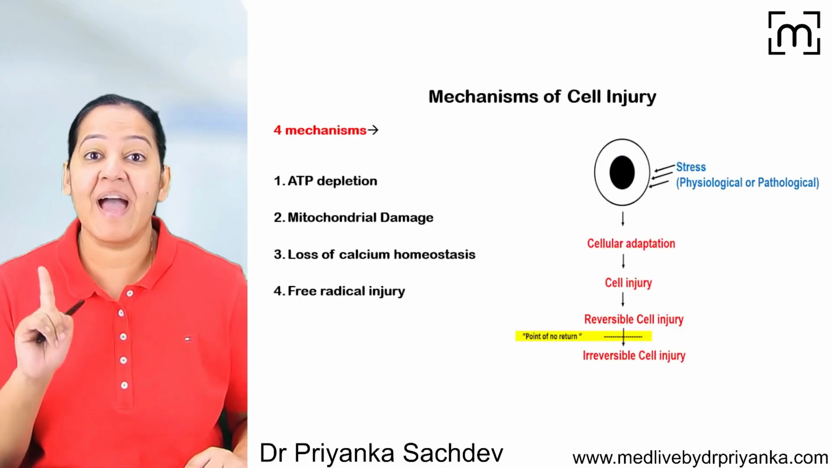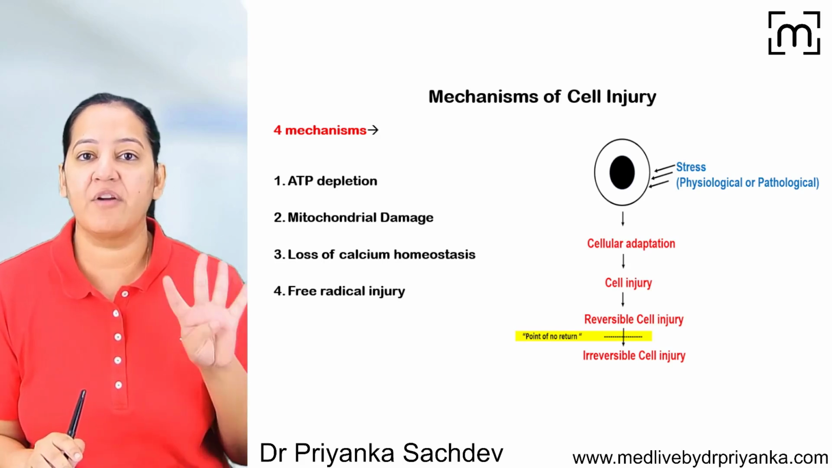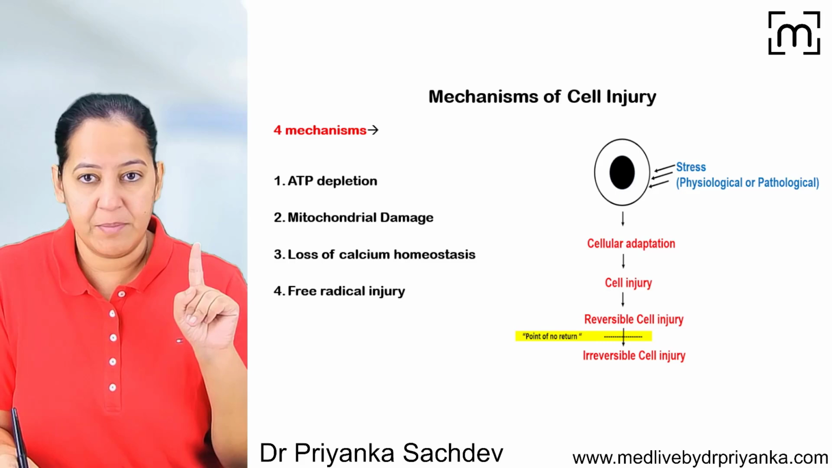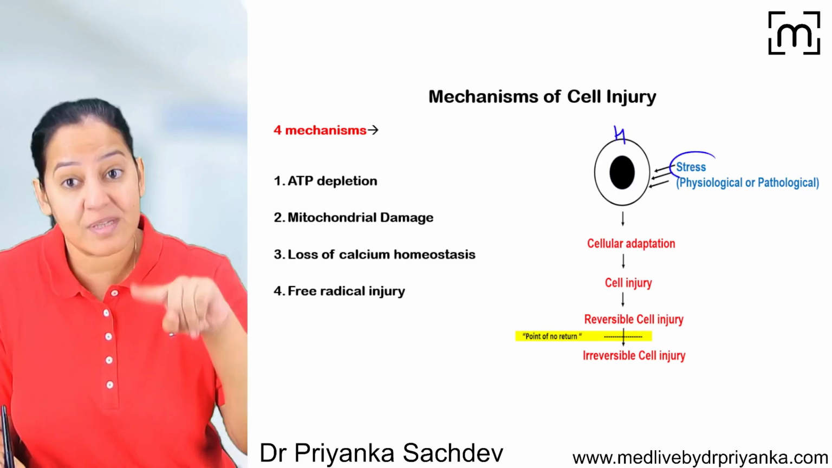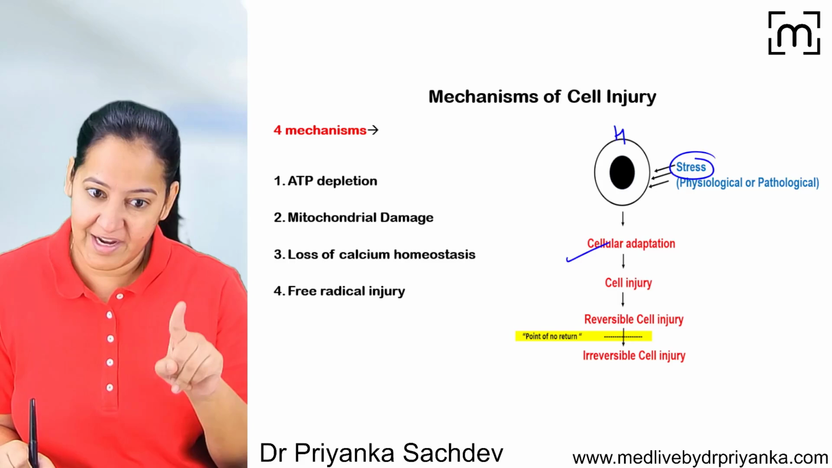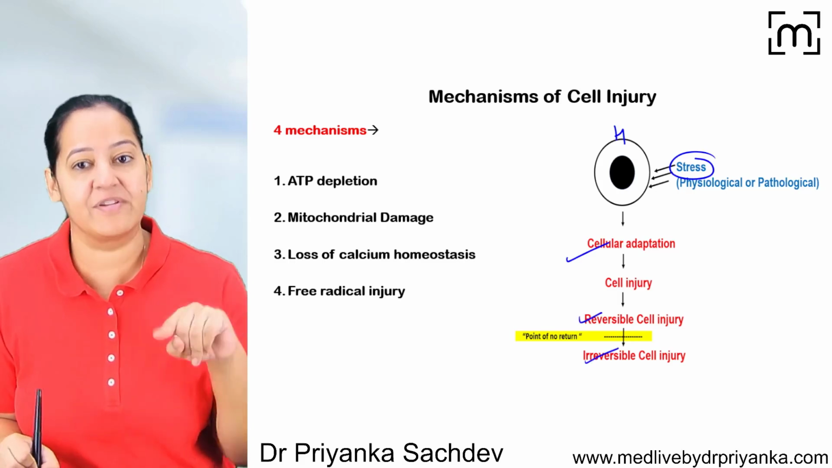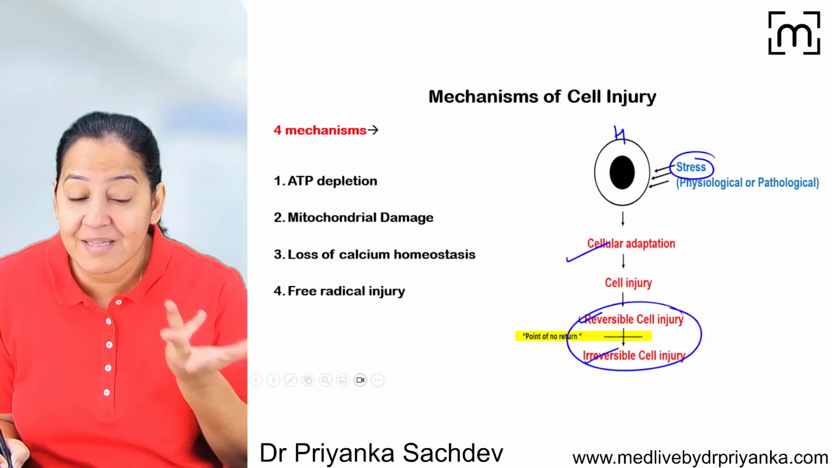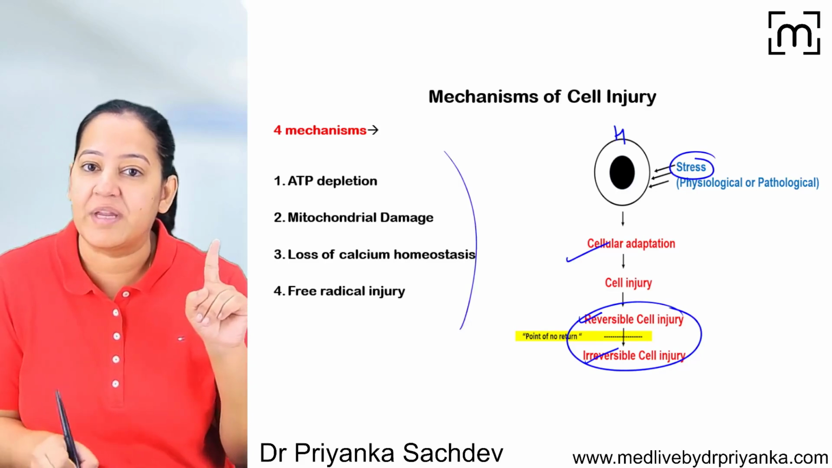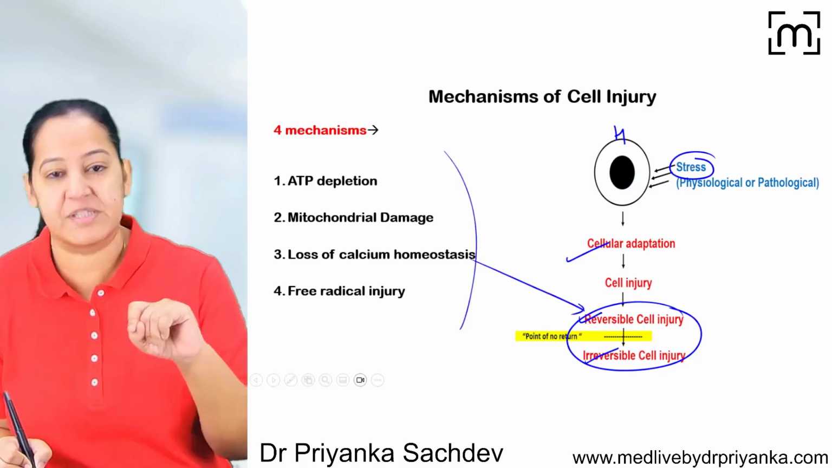So coming to the mechanisms of cell injury. Basically, there are 4 mechanisms of cell injury. I told you whenever all the cells in the human body are in homeostasis and stress is acting, 3 things happen one by one. The first thing is cell adaptation. We have already covered that. Now the reversible and irreversible cell injury. So what are the mechanisms of reversible and irreversible cell injury? There are 4 mechanisms of these injuries.